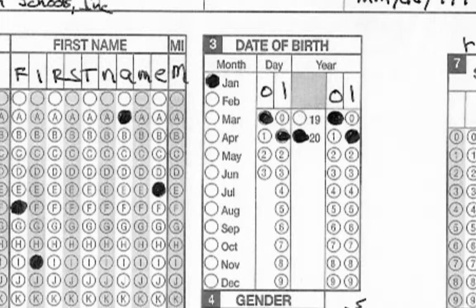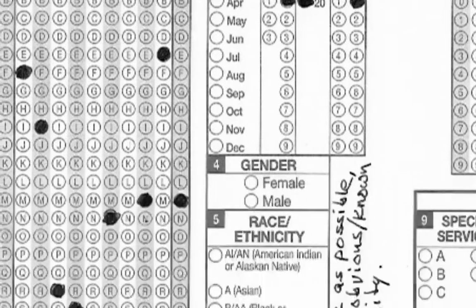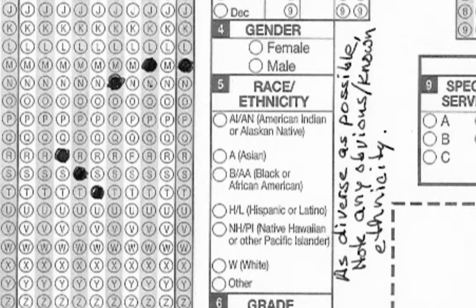Date of birth, again this is from the roster that you're given. You'll grid the month, put the 2-digit day, like 01, and then the century, it's going to be 20 for all of them, and then the year, the 2-digit year. Under number 4, going on down, gender, female or male. Number 5, race or ethnicity.